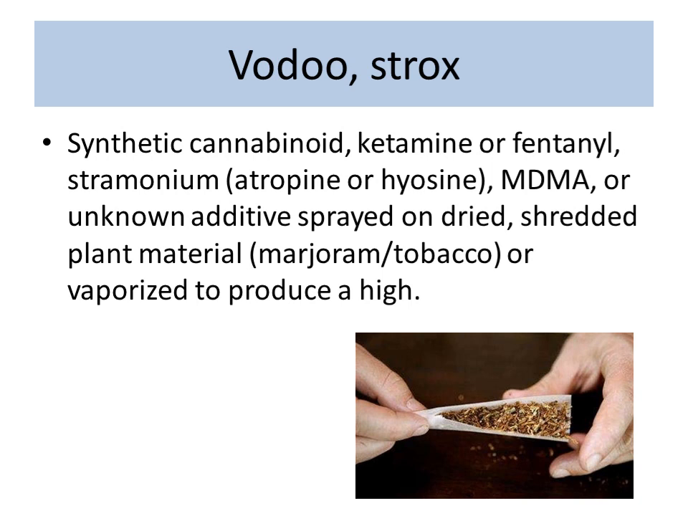They are mixed with other substances such as ketamine, which is an anesthetic, or fentanyl, or stramonium, which is a plant. Stramonium contains atropine or hyoscine, or they are mixed also with MDMA or unknown other additive products. They can be smoked. To give them a smell, they are also mixed with either nicotine or another plant like marjoram or any aromatic plant. So Voodoo and Strox are manufactured in the lab. This is not a plant, it is made in the lab.